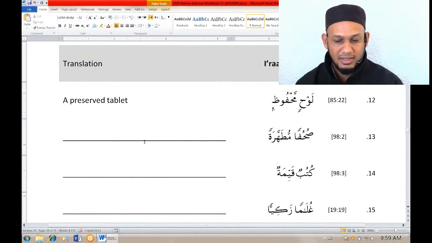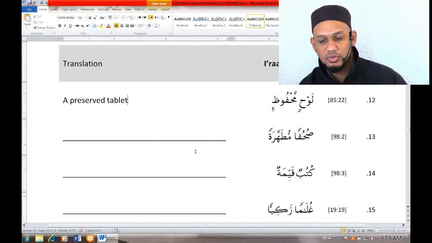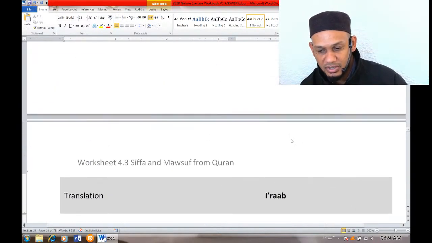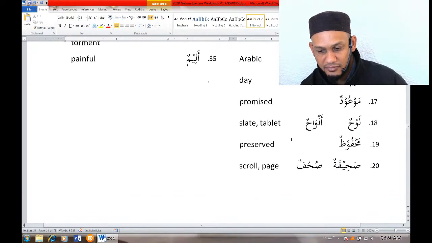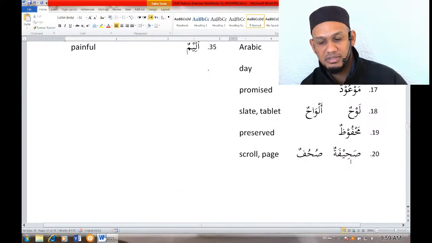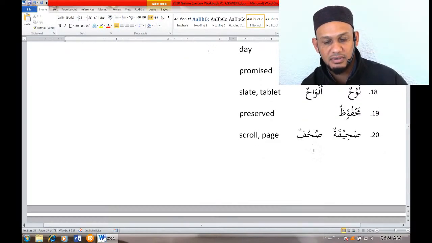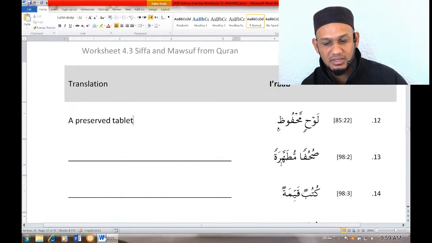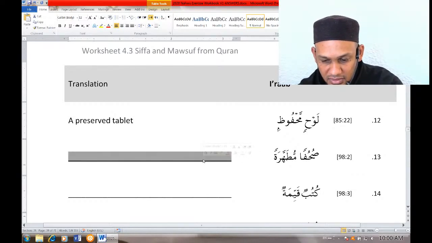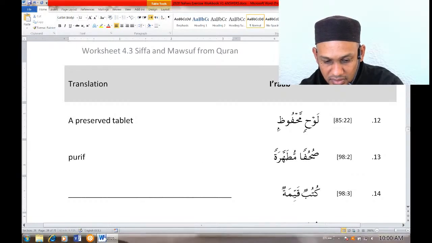Number 13 is suhuf. Suhufan mutahhara. Let's go up to our vocab sheet. What does the vocab sheet say? Our vocab sheet says that sahifa means one page. Sahifa is a page or a scroll, where suhuf are many pages or scrolls. So suhuf means many pages. Again, because I'm describing a non-human thing, suhufan, I use a single feminine. So it's going to be purified pages or scrolls.